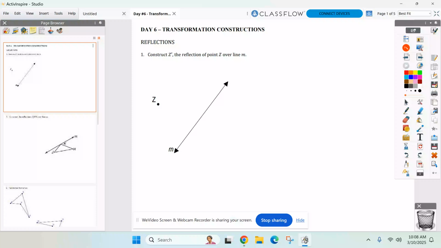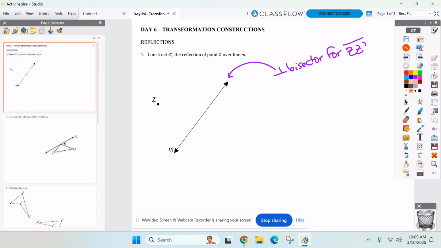So instead of just showing you do this, do this, do this, let's talk here. Wherever Z prime is going to end up being, what do we always know about our line of reflection? It's a perpendicular bisector for that segment that's going to be created, Z prime.